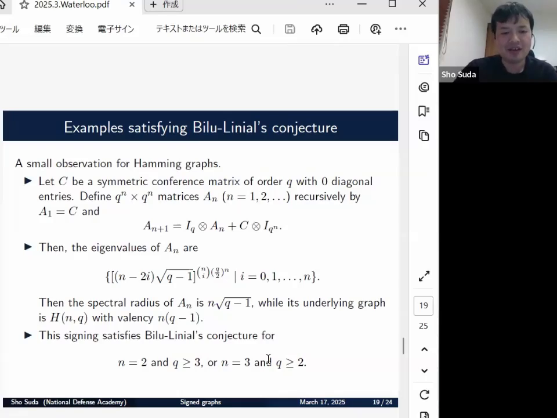So for just strongly regular graphs and the diameter 3 case, we have nice signings, but I don't know about the Hamming graphs of diameter larger than 3. So it would also be interesting to think of nice signings for Hamming graphs.